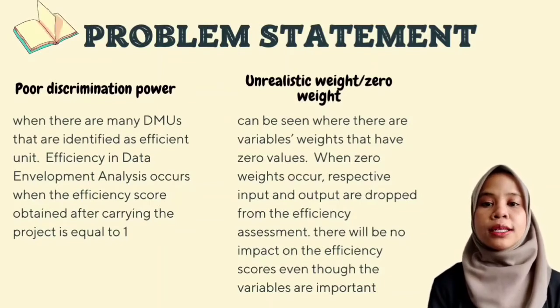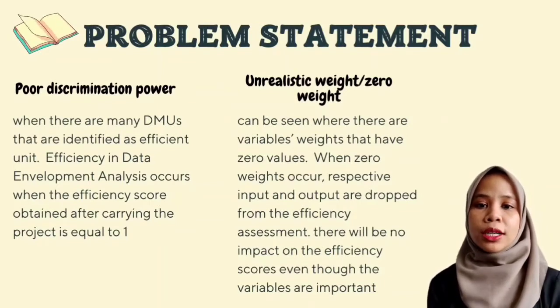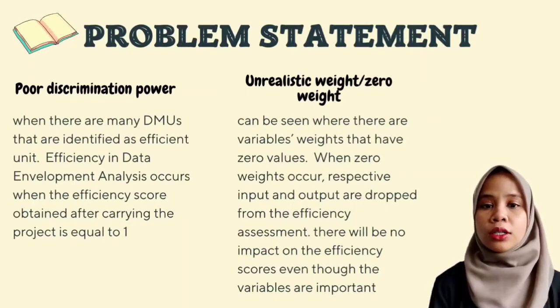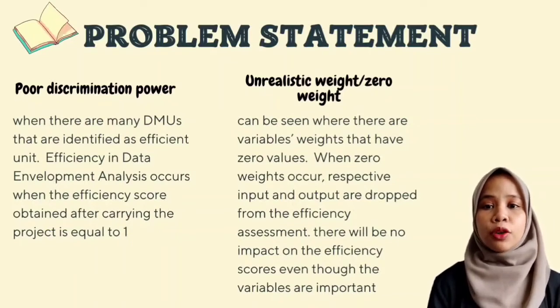The first problem is poor discrimination power. Poor discrimination power occurs when there are many decision-making units that are efficient units. Efficiency in DEA occurs when the efficiency score obtained after running the process is equal to 1.